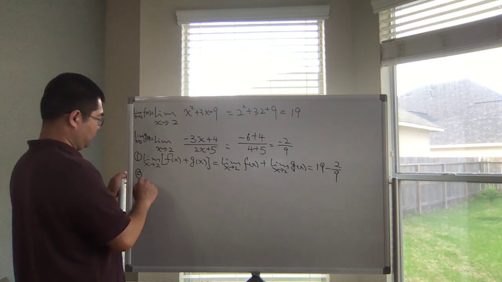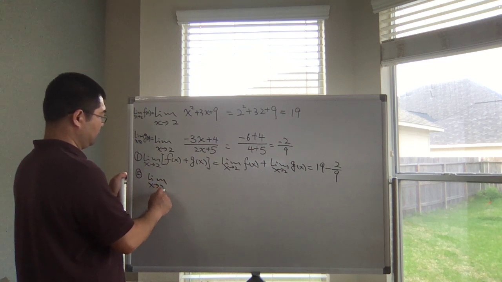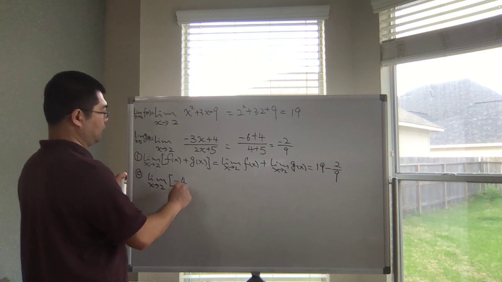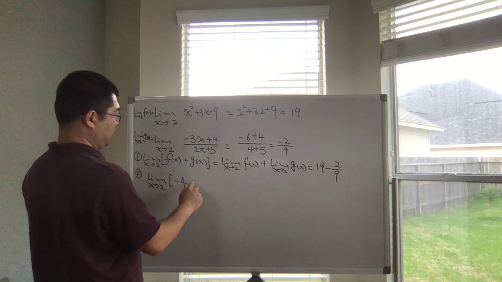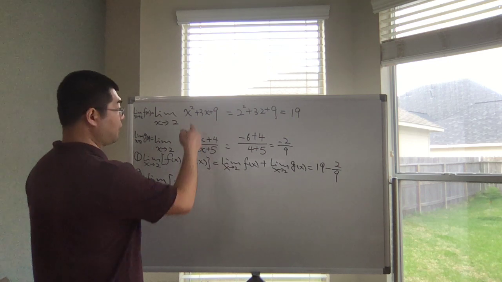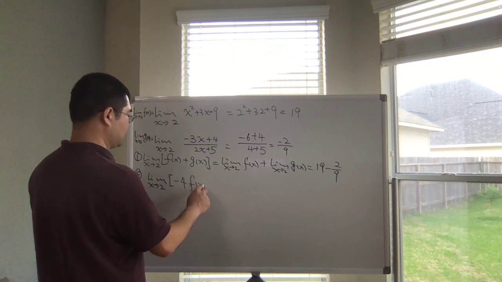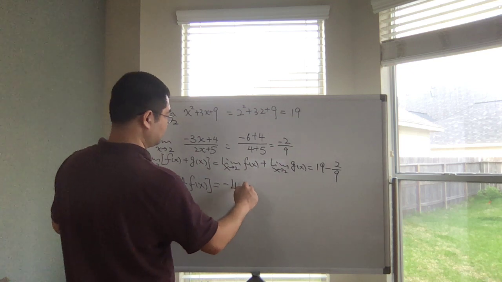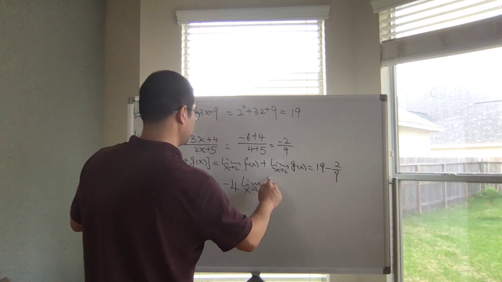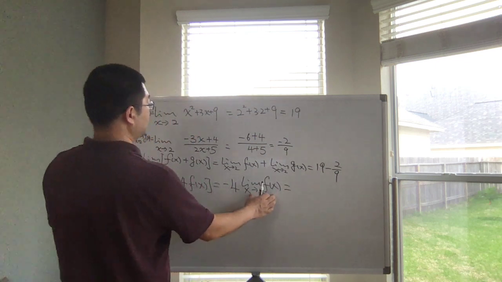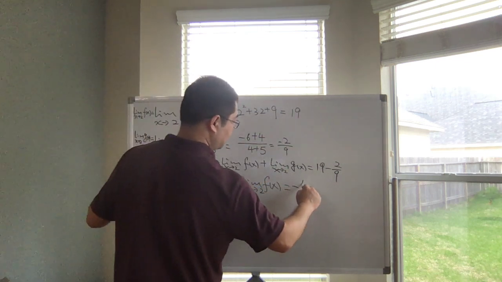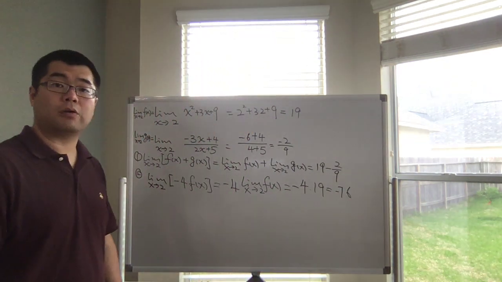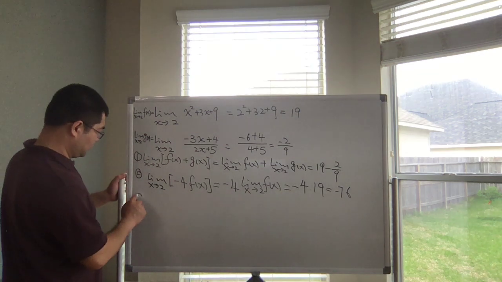Let's do the constant multiple rule. What if you have something like negative 4 times f(x)? You can always pull this negative 4 out of the limit as x approaches 2 of f(x). And we know that limit equals 19, so it's negative 4 times 19, which gives you negative 76. Easy.